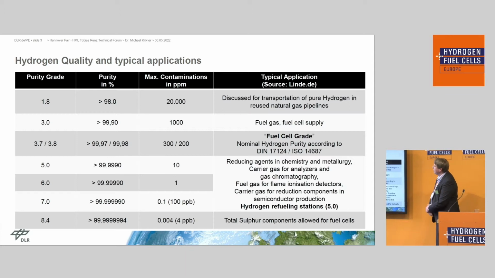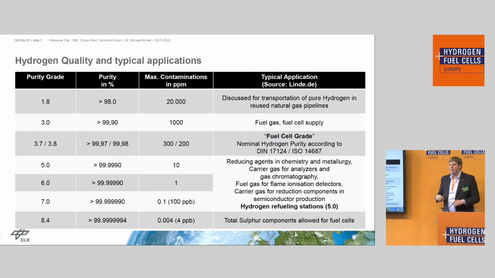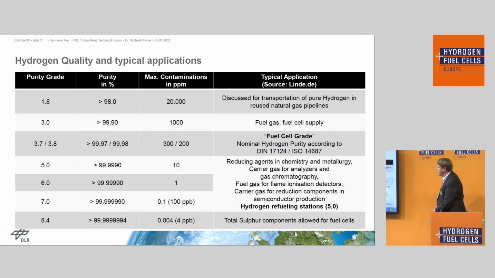So to give you a quick overview, I would like to introduce the purity grades that are typically given for hydrogen. It starts from 1.8, which is currently discussed for transportation of pure hydrogen in reused natural gas pipes, and then goes to 3.0. This equals 99.9% purity. This can be used as fuel gas or fuel cell supply. Then there's the nominal fuel cell grade hydrogen with 3.7 quality, which means 99.97% purity.